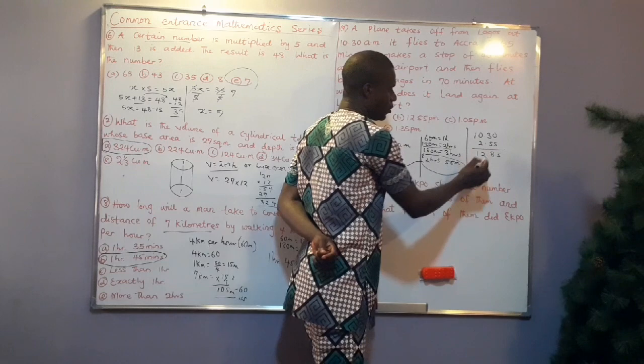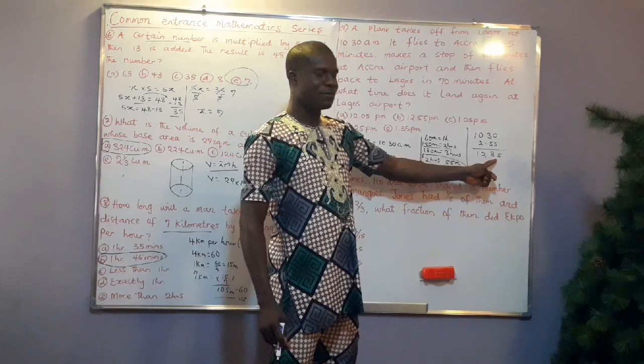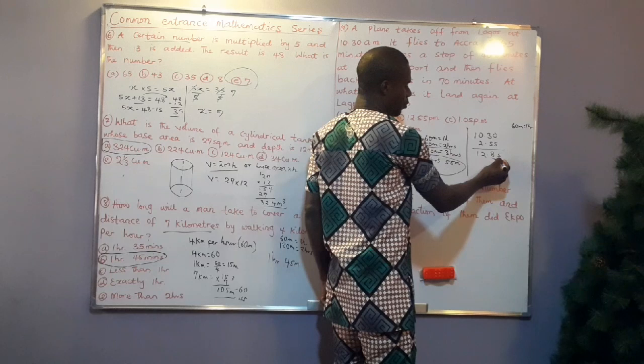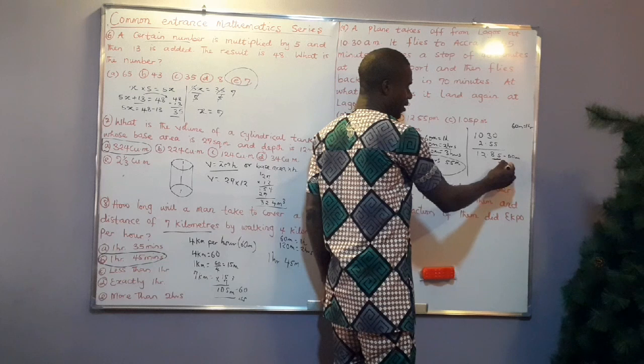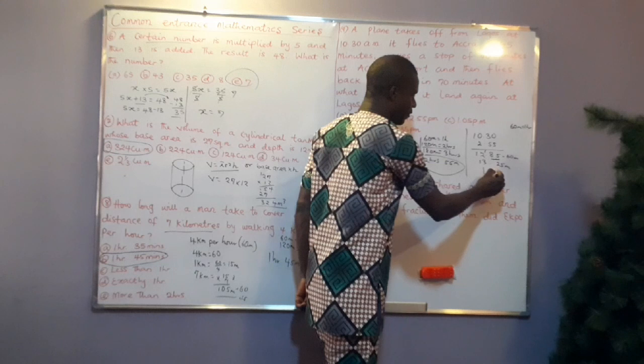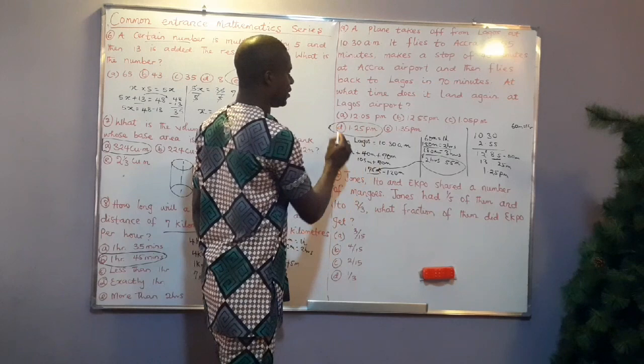You have 12:85. We can't leave our answer this way. We have 85 minutes here, right? So we can still remove 1 hour from this, okay? If you remove 1 hour, which is 60 minutes, from this, we'll be left with 25 minutes. So bring the 1 here, 12 plus 1 is 13. And of course, you know, 13 means 1. So this is the same thing as 1:25 p.m. Okay, so our right answer is 1:25 p.m., which is D.